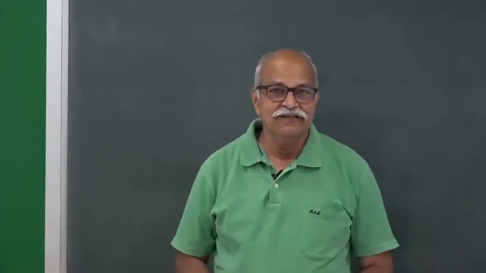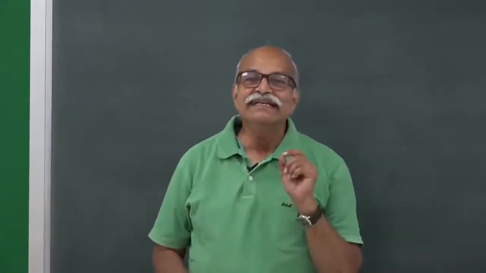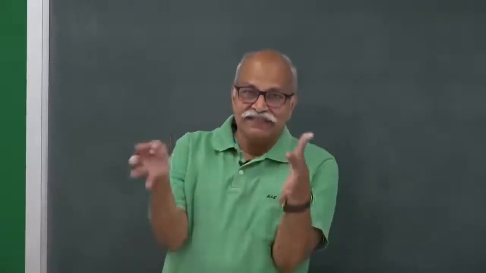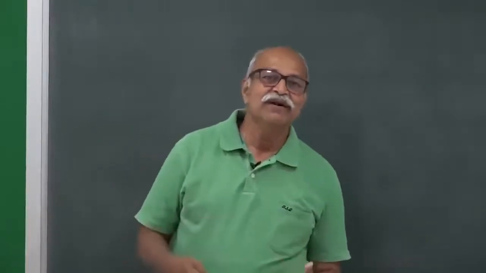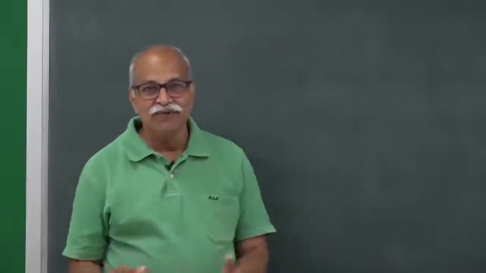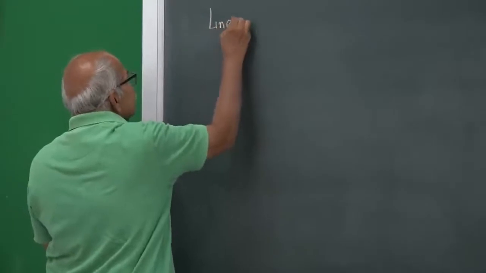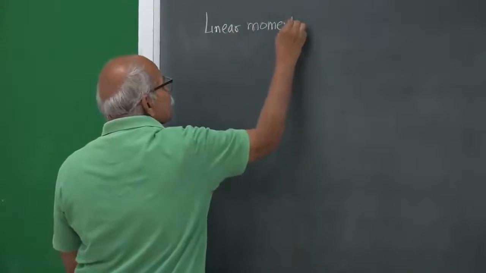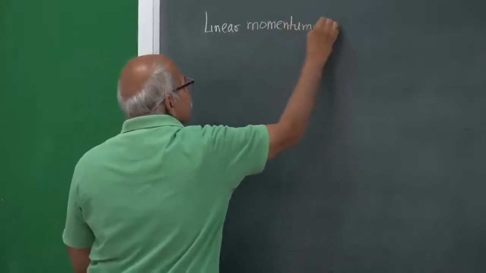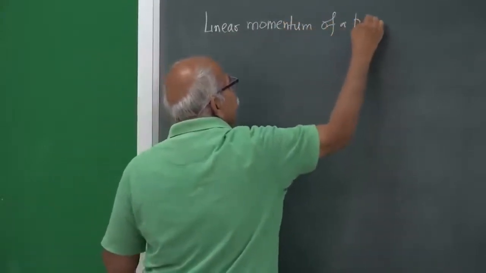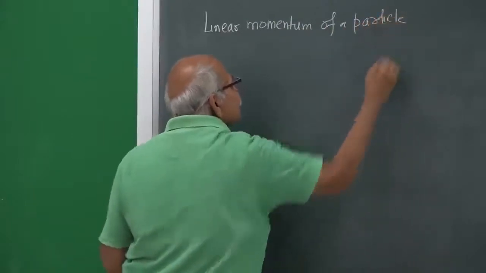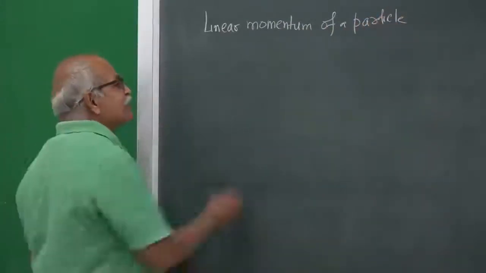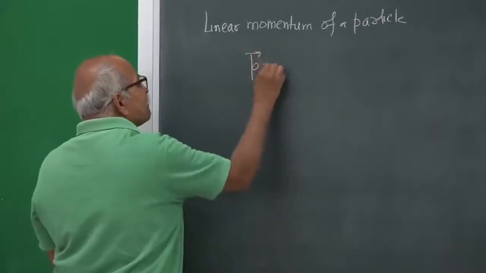One very important parameter in Newtonian mechanics is linear momentum of the system you are studying. It may be a single particle or a system of particles, rigid body, whatever. Linear momentum. To start with, I will be talking of a single particle system. So, we define linear momentum as p is equal to mass times velocity.